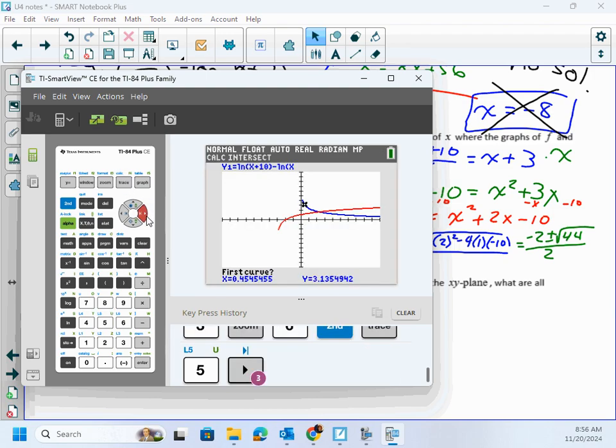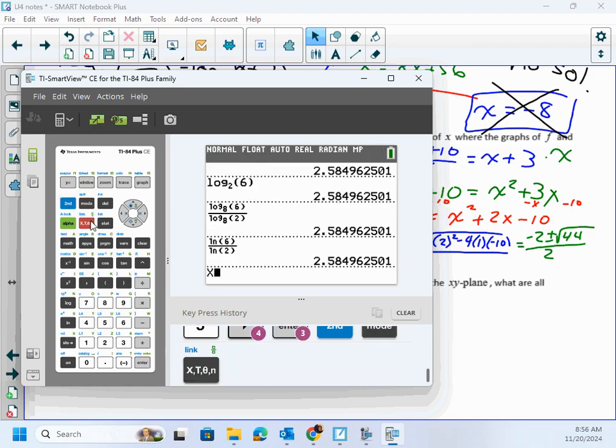And I needed to get, notice it says y equals 0. It wasn't anywhere, but I can see it now. And I can see this one now, and I'm going to ask it to guess. And there's my intersection.